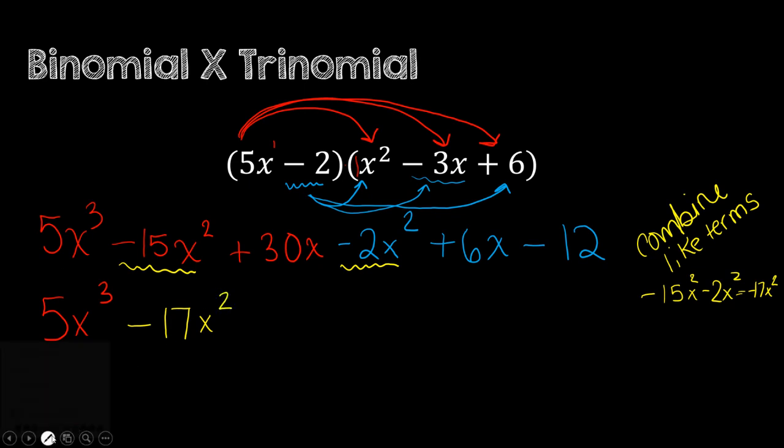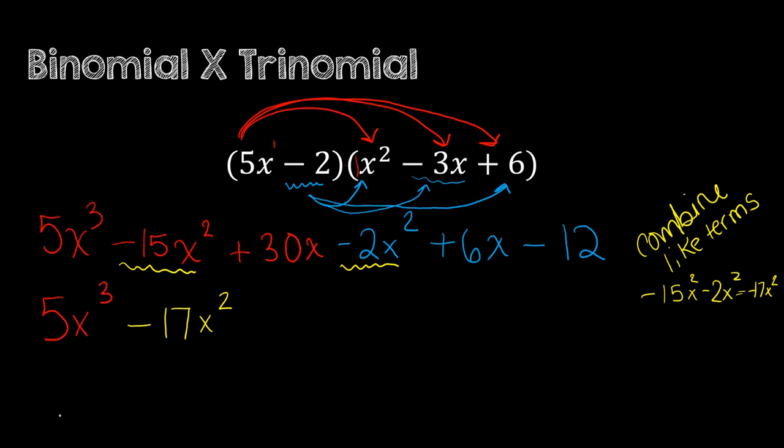Now, I'm going to look again and see if I see any other like terms. Positive 30x and positive 6x together. So we have 30x plus 6x. Now you don't have to do this side work, but I'm just showing you where I'm getting my numbers from. 30 plus 6 is 36x.